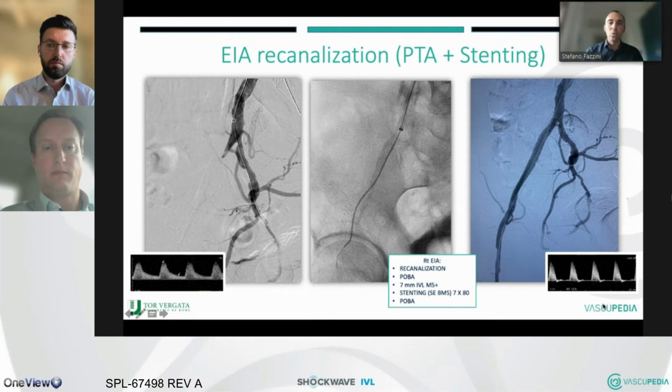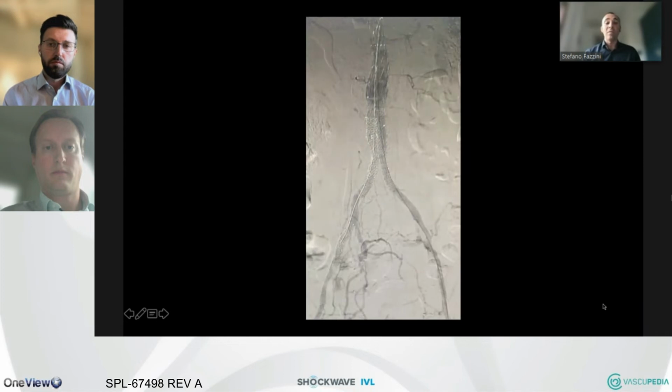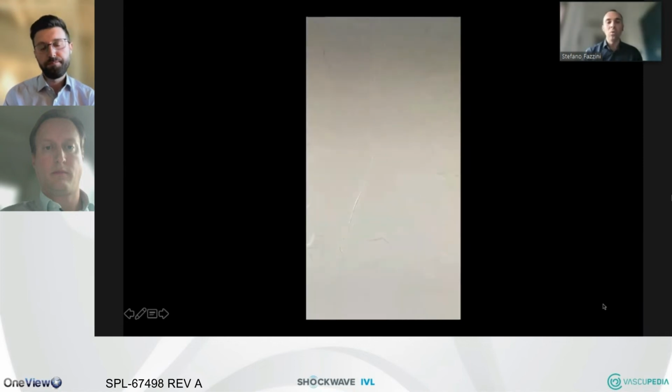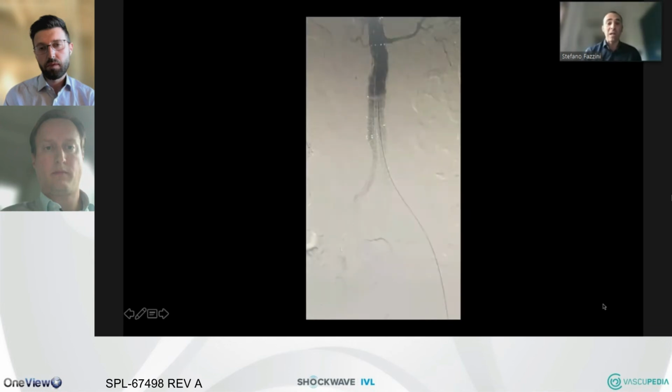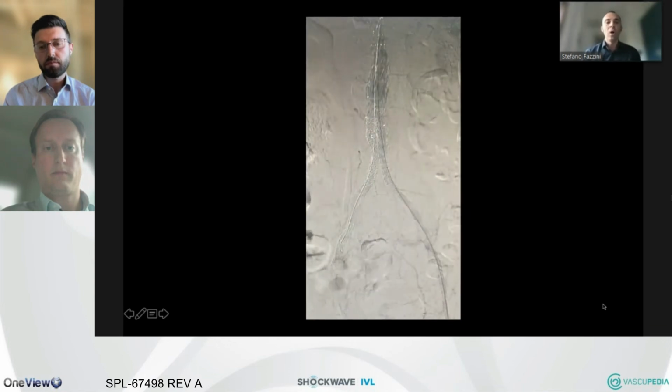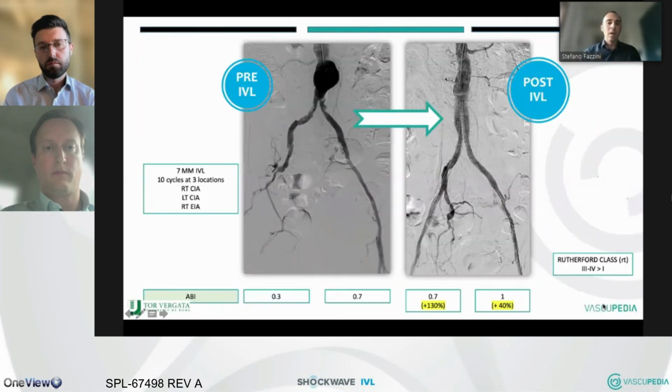In this case, I like to stress the concept of intraprocedural duplex scan control. Of course, we have this kind of view of the completion angiogram that is fantastic for us, with symmetric outflow, no endoleak, but it's very important, in case of a suboptimal angiogram, to also have a duplex scan.